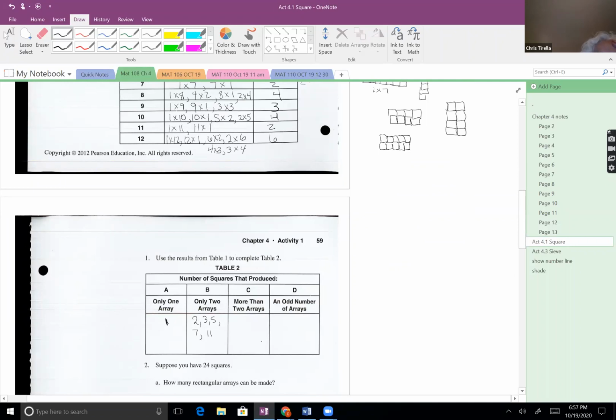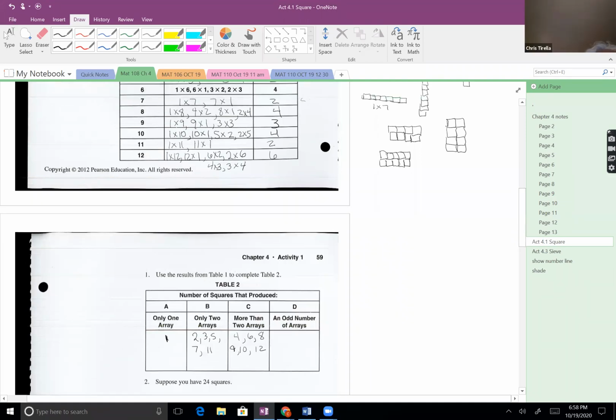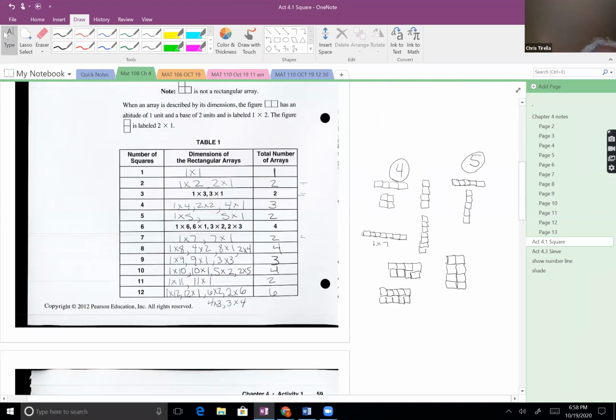So more than 2 arrays. I guess they would have to be the rest of them, right? Which would be 4, 6, 8, 9, 10, and 12. Now, which ones had an odd number of ways of doing it? 4 and 9, right?